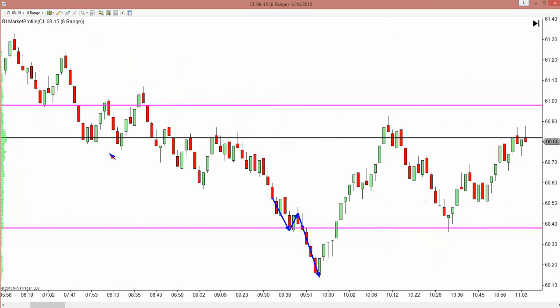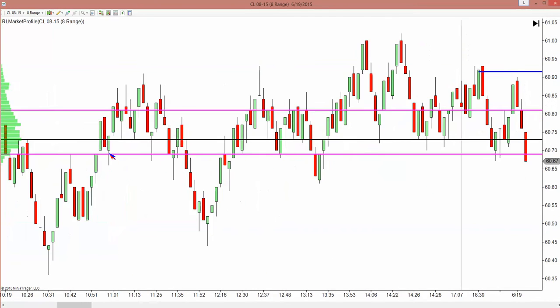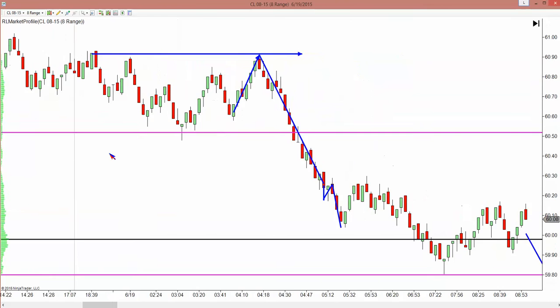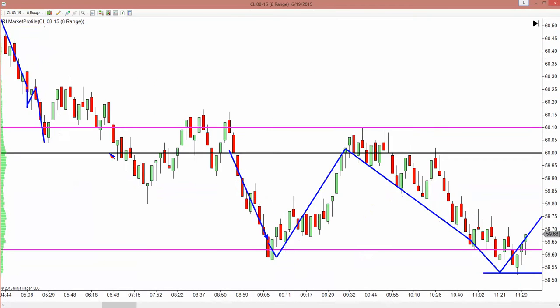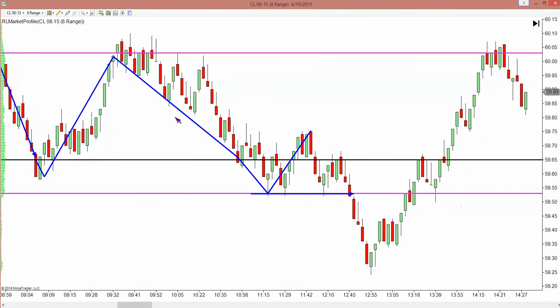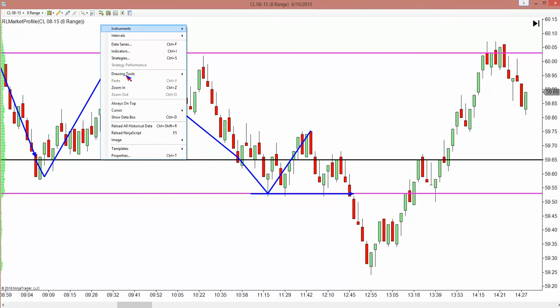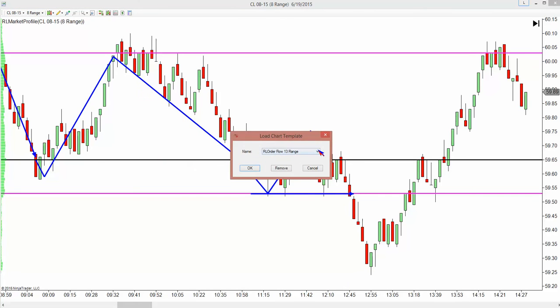So what I want to do, now that you have, I think, a pretty good idea of what we're looking at with market profile, is I'm going to drop it. All I'm going to do is just go to the template. I'm going to load the full 8 range template right onto the chart.